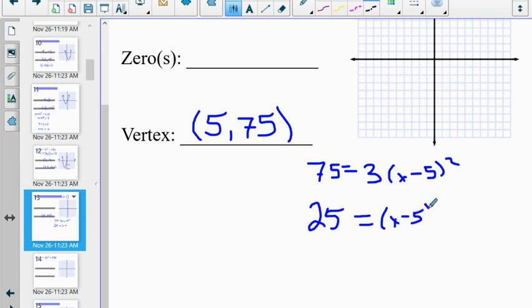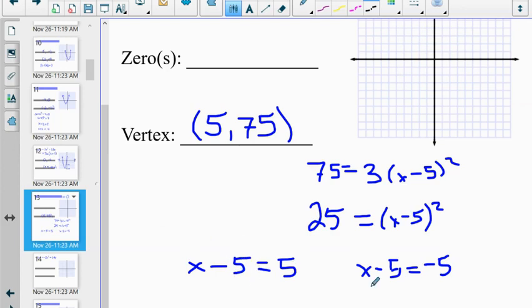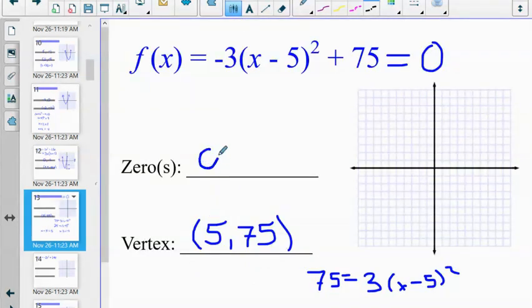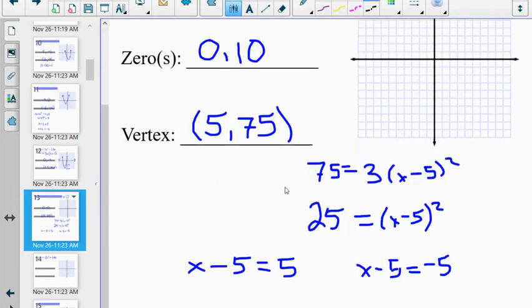And then just like I did with the other problem, I'm going to say, well, if I'm squaring something and I'm getting 25, that x minus 5 must be equal to either 5, or that x minus 5 might be equal to negative 5, because negative 5 squared would be 25 also. So let's see, x minus 5 equals 5, so x could be 10. Or if x minus 5 equals negative 5, then x would be 0. And so I'm getting zeros at 0 and 10. Is that a positive 10? Yep.